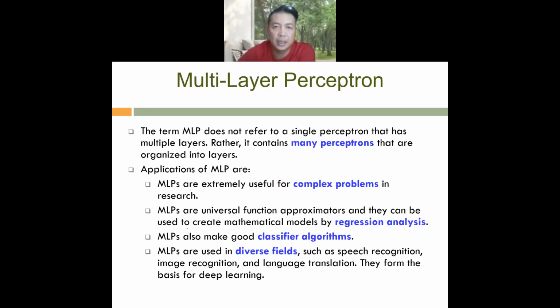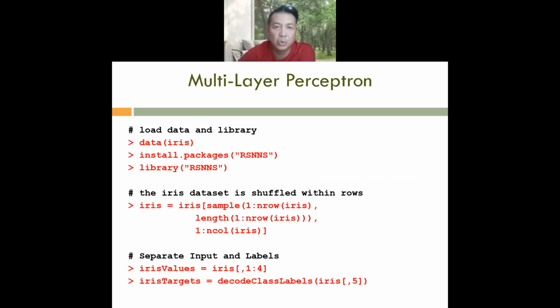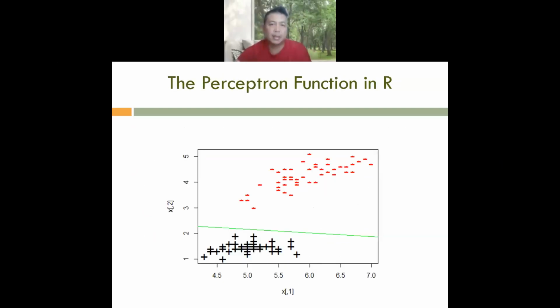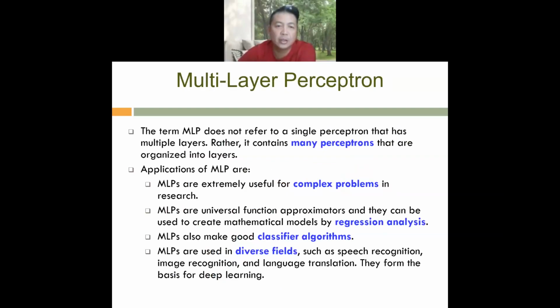Okay. So I think this is the last slide. No. Okay. So this is another example looking at the multi-layer perceptron. The previous example was looking at binary classification only. So multi-layer perceptron is extremely useful for complex problems or if you want to do multi-class classification.